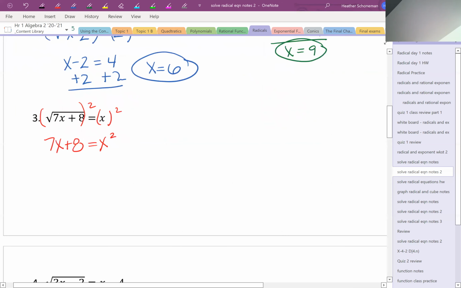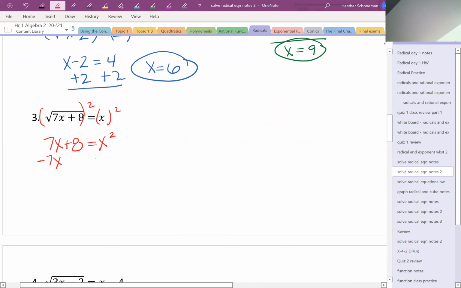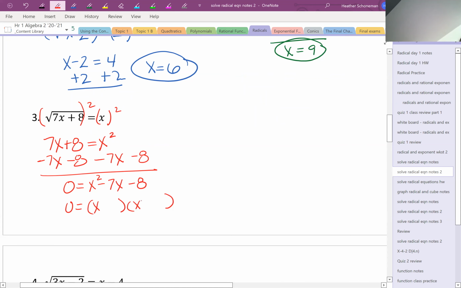This is quadratic. So we have to set it equal to 0. And I want my x squared to stay positive. So since it's positive, I'm not going to move it. And I'm going to move everything else. So now when I factor, my two numbers that multiply to negative 8 and add to 7 would be negative 8 and 1. So x equals 8 and negative 1.